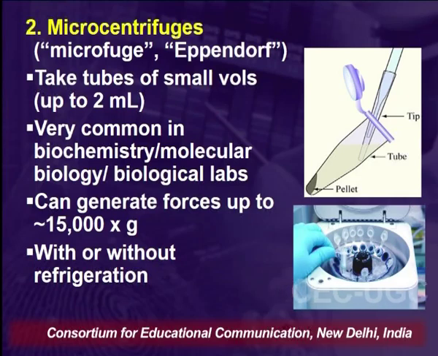This is very common in biochemistry, molecular biology and biological labs, and this can generate forces up to 15,000 G. G is the measure of the force of the centrifuge. This can be with or without refrigeration. Mostly for the extraction of DNA in biological labs, we use refrigerated centrifuges.